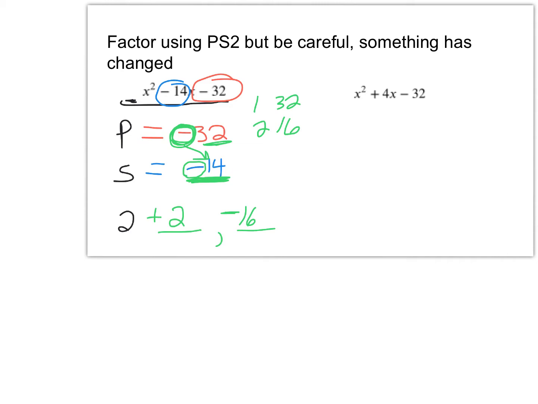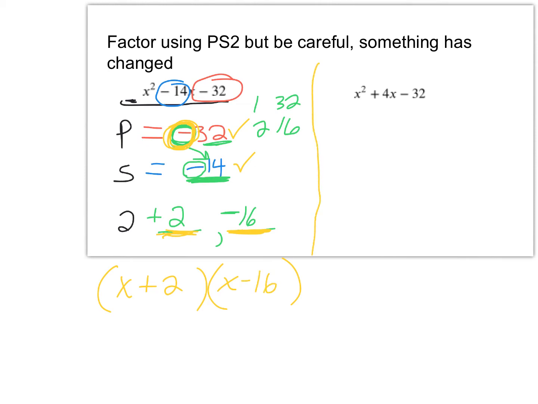My piece of advice is anytime your product is negative, you should definitely do your check. A lot of times students will get the right numbers, but get the signs backwards, and then it screws them all up. So here we go, let's do our check. 2 times negative 16 is negative 32. 2 minus 16 is negative 14. So you know you're good. So let's do this up. We're going to have (x + 2)(x - 16).